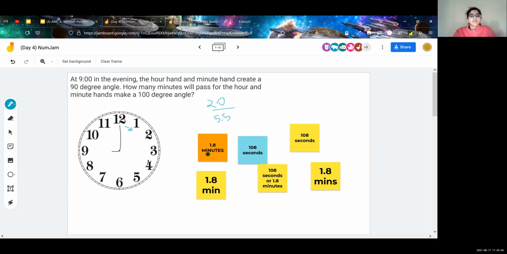So the people who put 1.8 minutes, you are correct. And make sure you're looking at the units you need to answer in. Otherwise, you will get it wrong, you know? So, yeah.